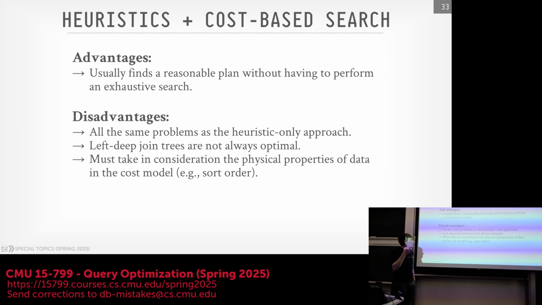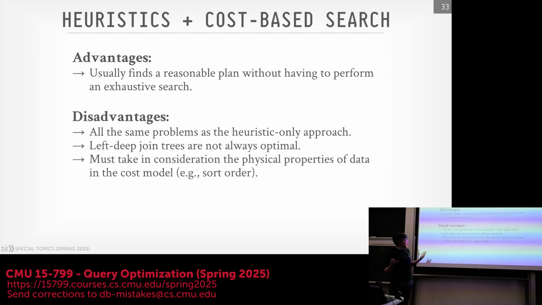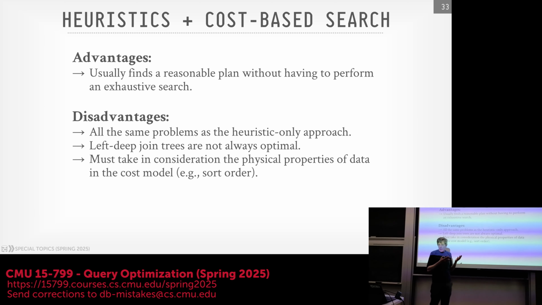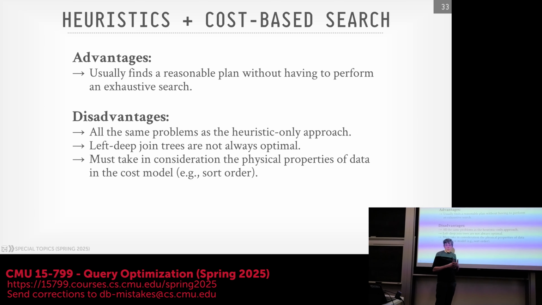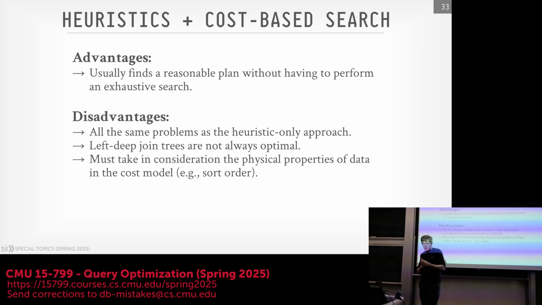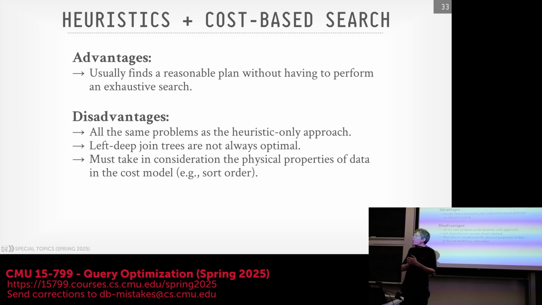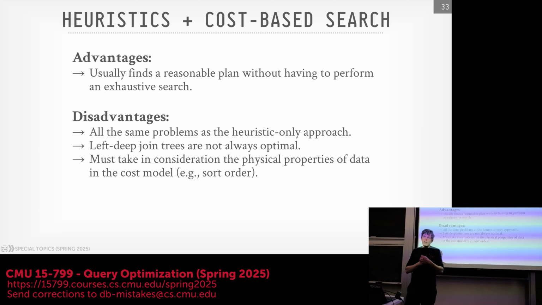Okay, so the advantages of the System R style of heuristics plus cost-based search is that you can find a pretty good plan in a reasonable amount of time without having to do an exhaustive search. Right? I think in the back of the paper they mentioned, oh, we can generate a query plan for a query with 8 tables in seconds, right? So think of like milliseconds now.